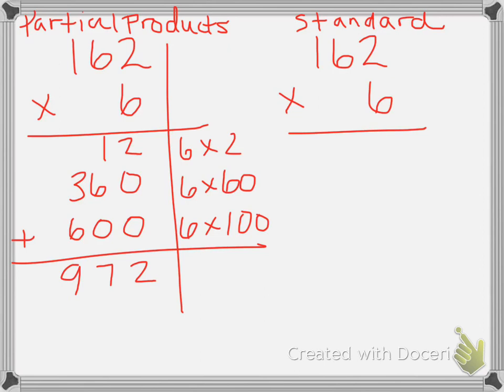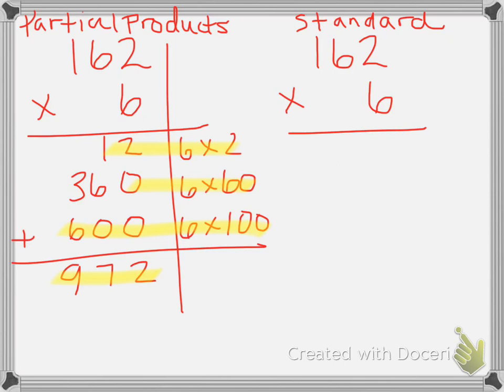Okay, so let's look at the standard algorithm. I'm going to think about the same steps happening, but I'm going to record it as I go. So with the partial products, you record each partial product separately, then you add to get your final answer. In the standard algorithm, you're going to record as you go. So let's see what that looks like.